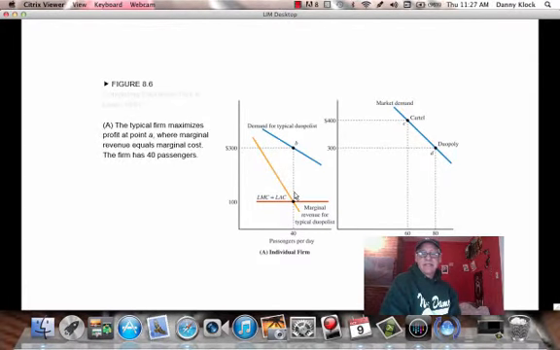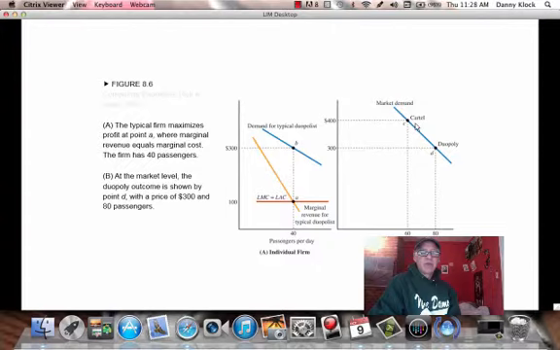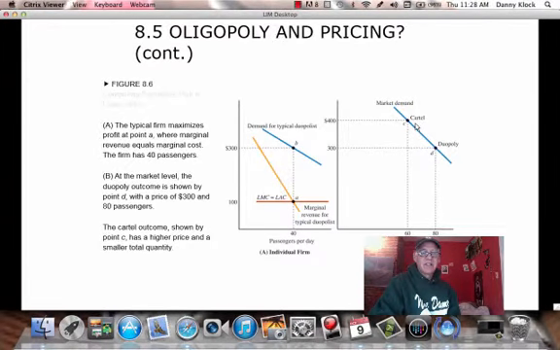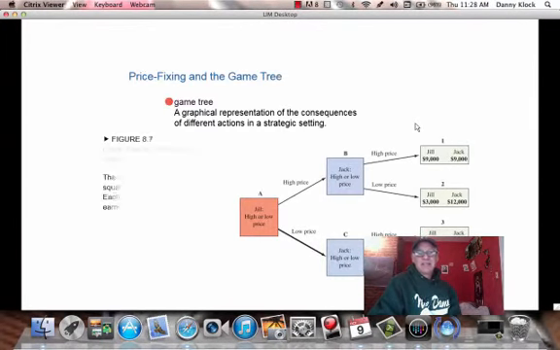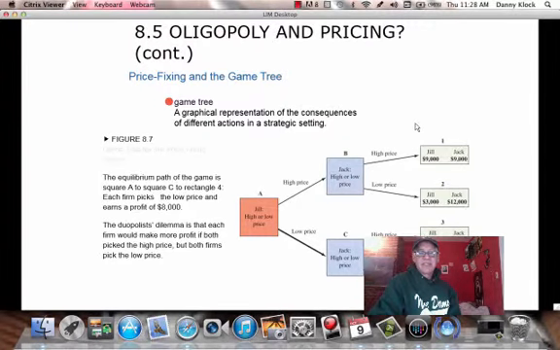Same sort of thing with a duopoly. Am I going to ask a question on duopoly? No, it's kind of like a monopoly here. If you have more firms in a market, it will lower the price. That's why we have all these antitrust laws. And here's this price fixing with the game tree.